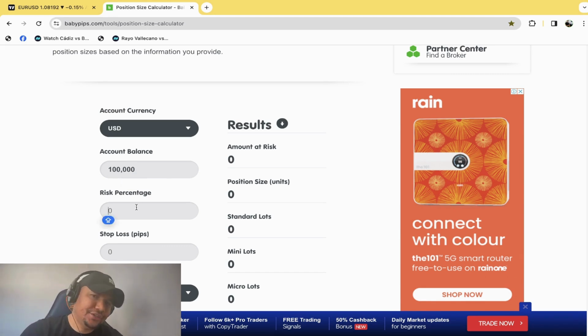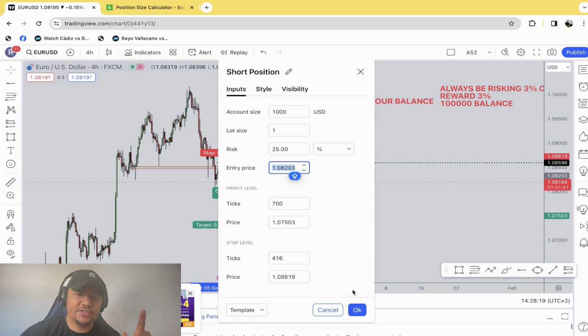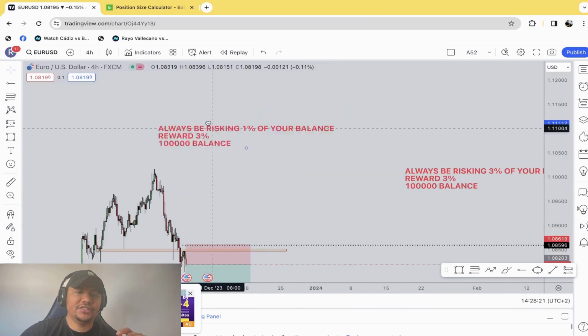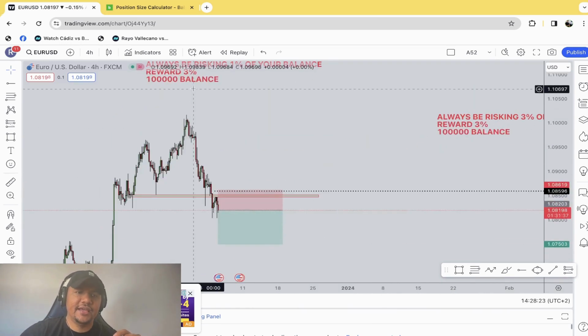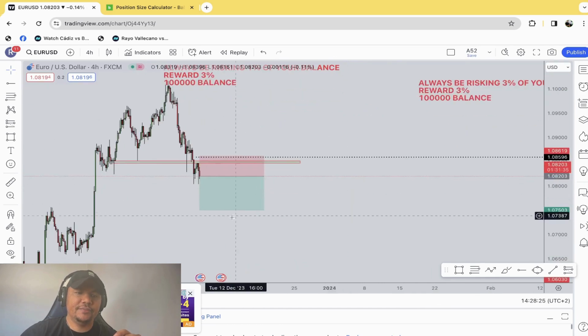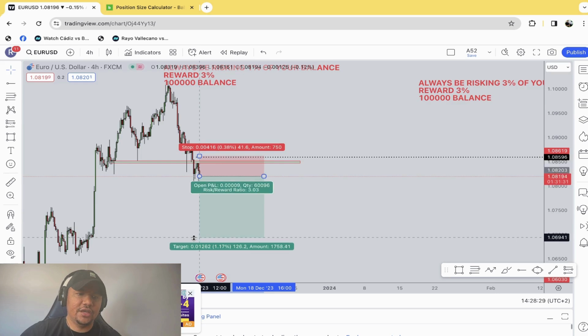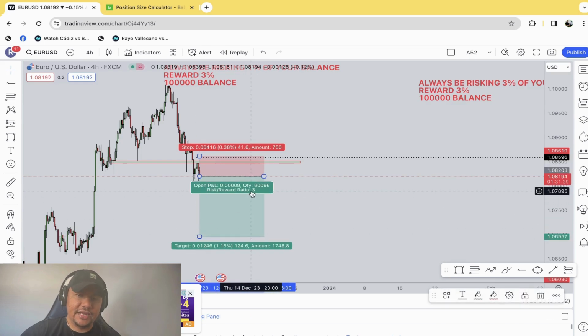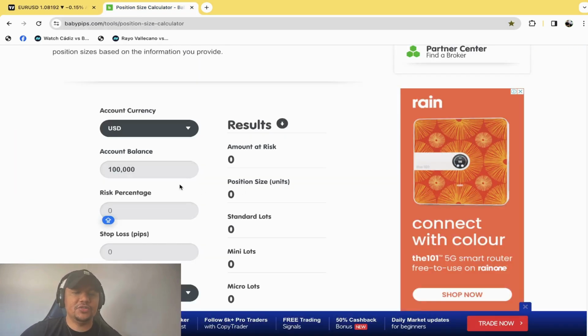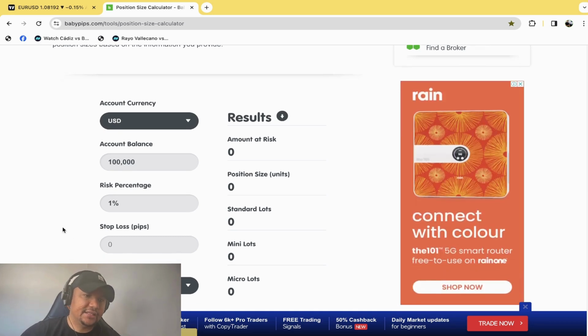Now, here's the important part. They are asking how much of your balance do you want to risk? Now, the first person, as we said before, we are going to risk 1% for this guy. And the reward over here, I'm going to make it 3% just for the purpose of this. So we're going to go there. There we go, 3%, right? Now we're risking 1% to make 3%. Now, once we come here, we say the risk percent, we want to risk 1% of $100,000, right?